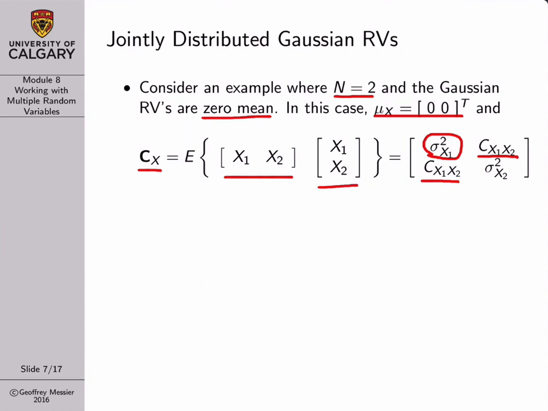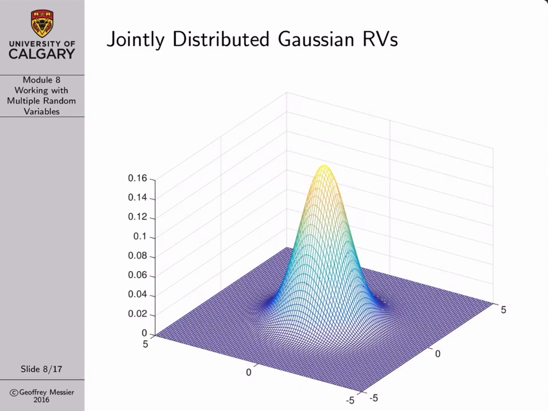In the next few slides, I'm going to plot the PDF because we're working with just two random variables. We have the 3D surface that we've been working with in previous modules. So here's the three-dimensional PDF that we get when the covariance between the two Gaussian random variables is 0. So there's no correlation, no statistical relationship between them, and we have a nice symmetric PDF around the X and Y axis.